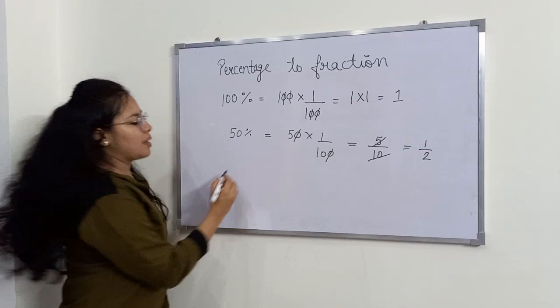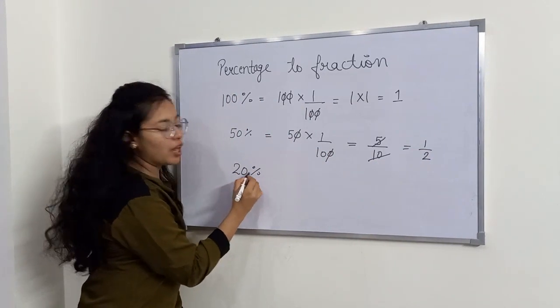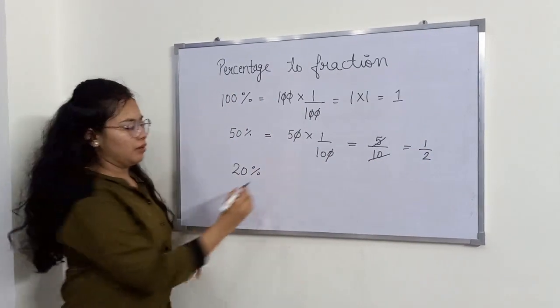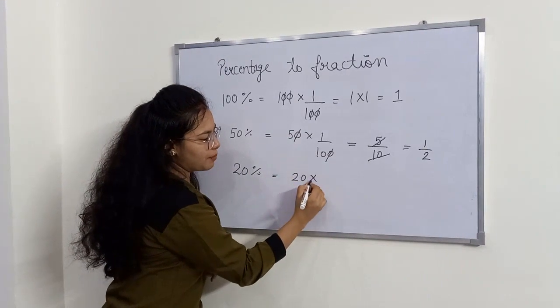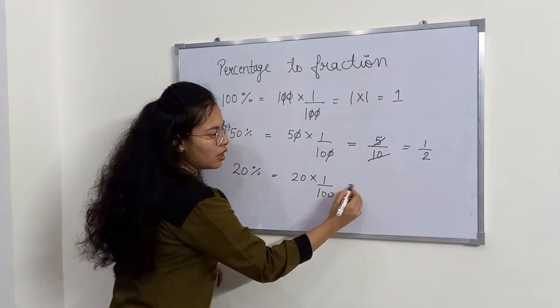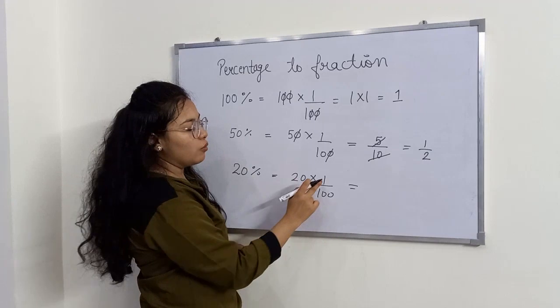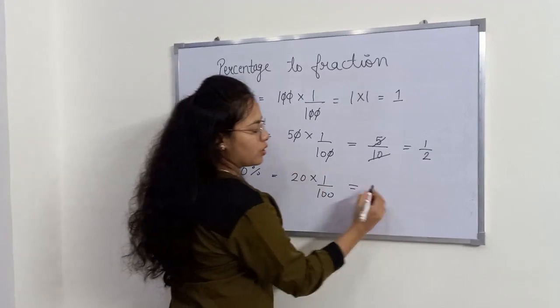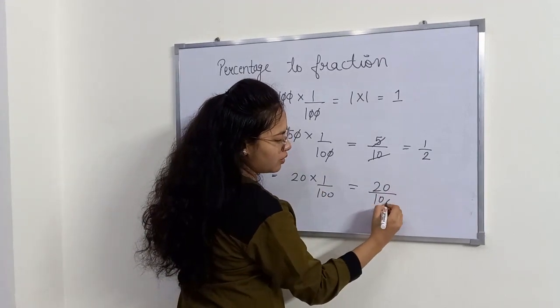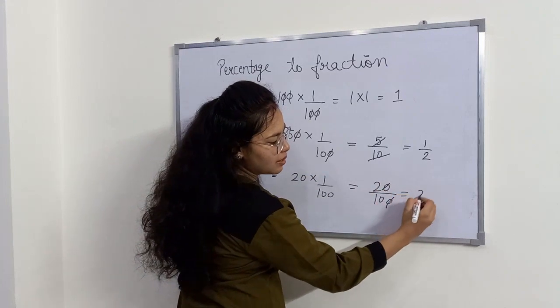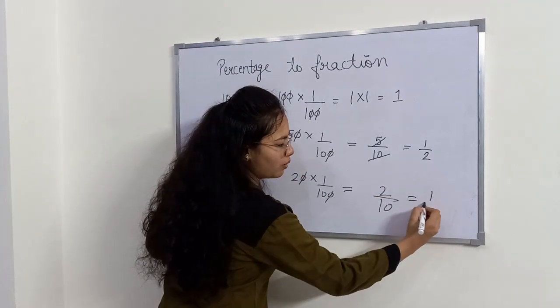Now take another example, that is 20%. If you have to calculate 20% of any number, that means 20 multiplied by 1 by 100. The number can be anything, that signifies 1 here. 20 upon 100. Eliminate the zeros. The rest is 2 by 10, divided, 1 by 5.